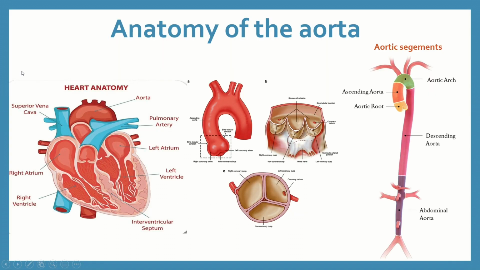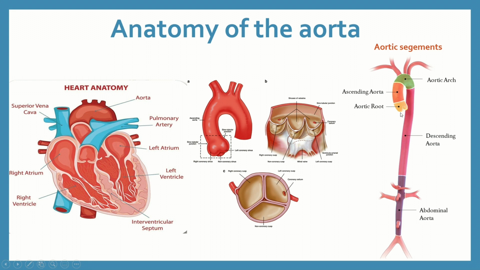So as you know, the deoxygenated blood will come through the superior and inferior vena cava to the right atrium, then to the right ventricle, then to the pulmonary arteries to be oxygenated there in the lung, and it will come back through the pulmonary veins to the left atrium, then to the left ventricle, and it will be pumped out of the heart through the aortic valve to the aorta.